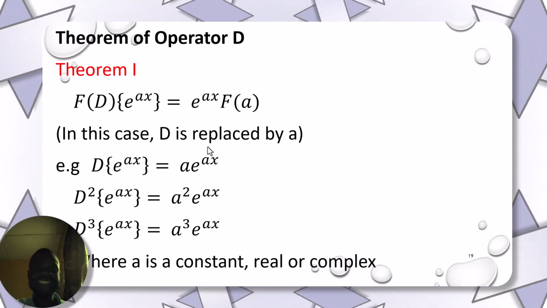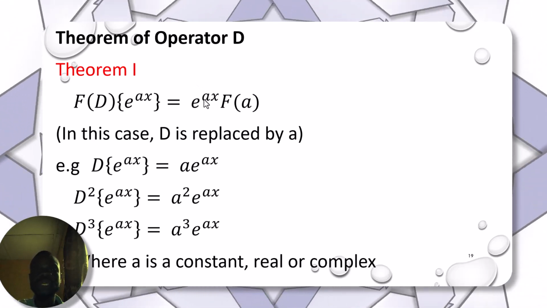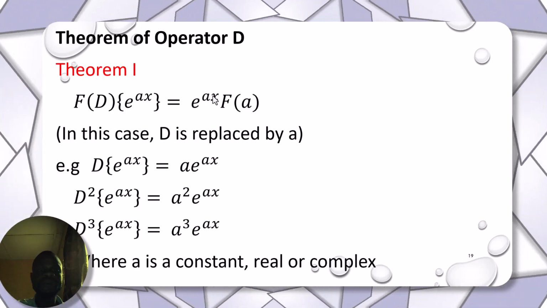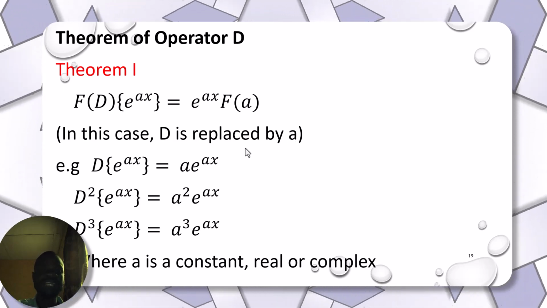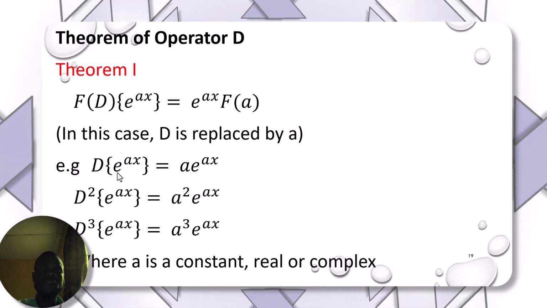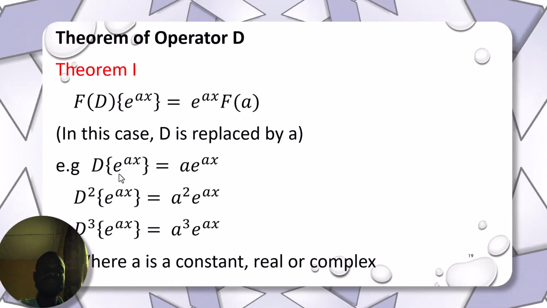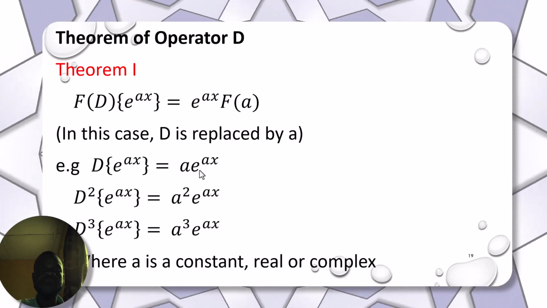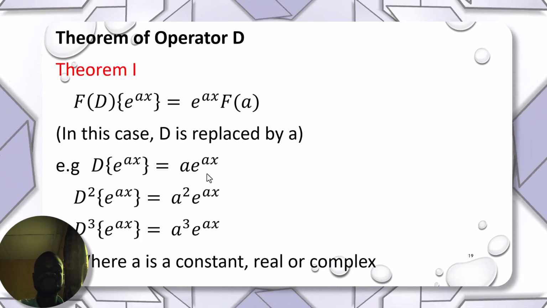So in this case, D is replaced by just this coefficient of the power of the exponential. For a good example, if I have D of e to the power of ax, the differentiation is simple. My a will come and multiply this exponential.